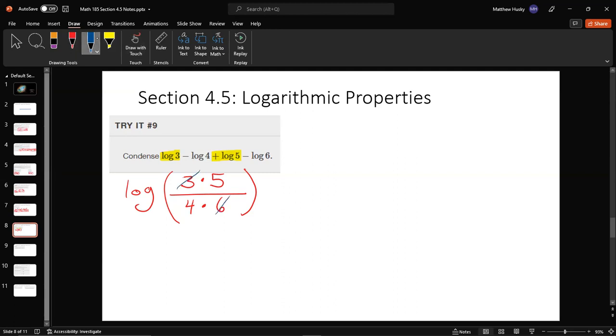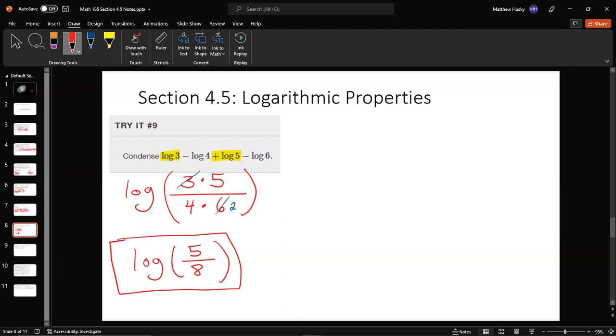3 divides with 6, and we'll leave you with a 2. So if we were to simplify this, this is going to end up as log, and that will be 5 over 4 times 2, which is 8. So the final answer for this problem will be log of 5/8. So that's condensing, where you're starting with multiple logarithms and then you collapse them down to just one, as opposed to what we were doing earlier, where we had a single logarithm and we were pulling it apart and expanding it.